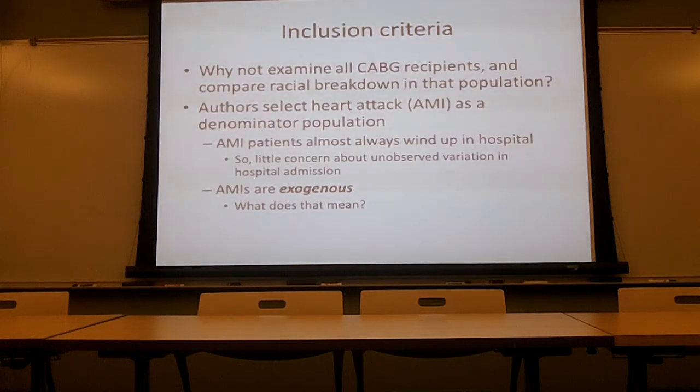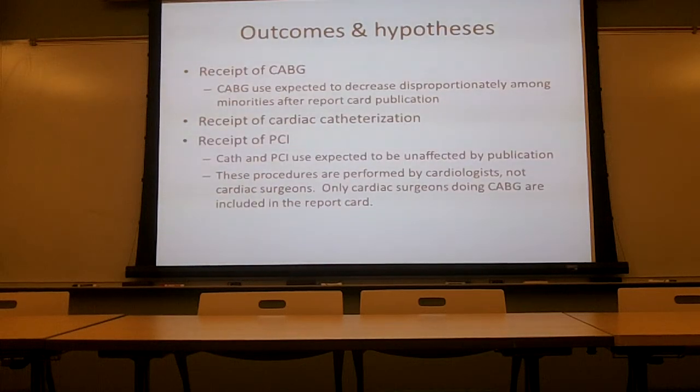They're starting off with a subpopulation of people who are at risk for the treatment, and that population is exogenously defined. It's impervious to the policy. So the outcomes and hypotheses: the primary outcome was receipt of CABG. The money question is, were minority patients relatively less likely to get CABG after the report card publication compared with a comparable population of non-minority patients?